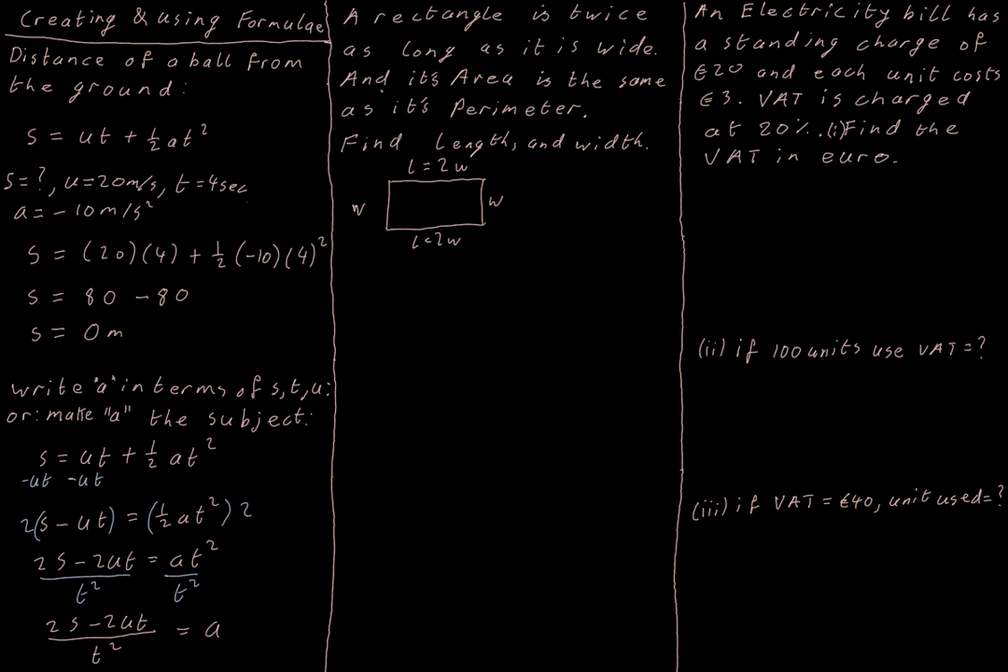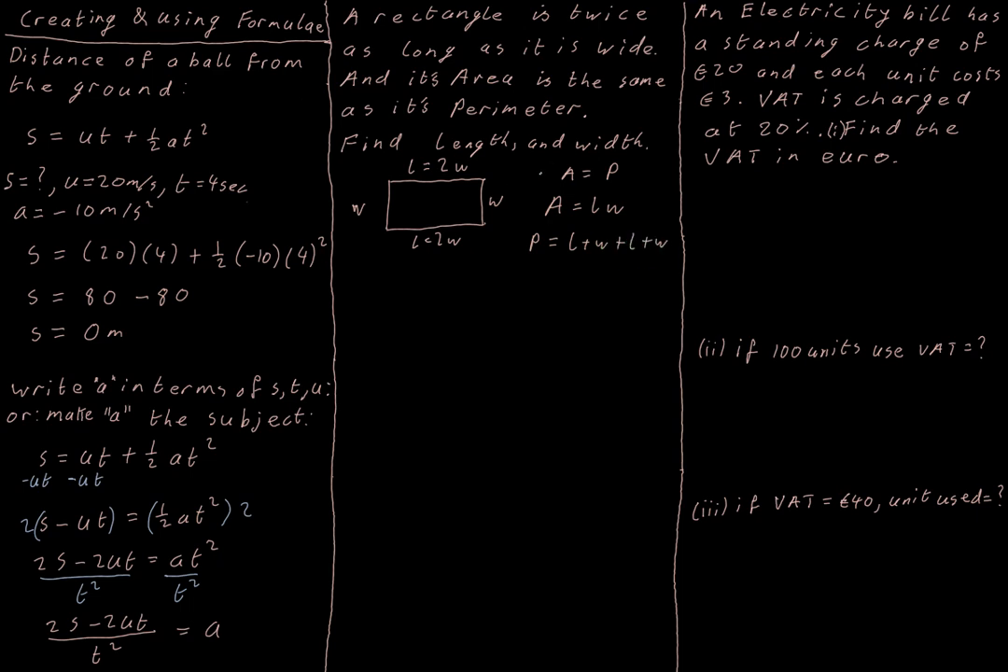And now what else are we told? We're told that the area is the same as the perimeter. So the area is the same as the perimeter. Well, I know what the area of a rectangle is. That's length by width. And I know that the perimeter is length plus width plus length plus width.